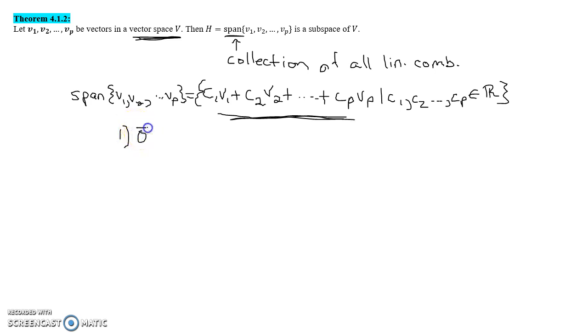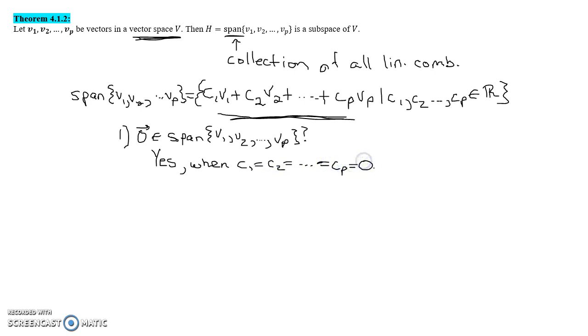So first, is the zero vector contained in this subset? I'm just going to write the span of these vectors. So the answer here, yes, it contains the zero vector, because if these scalars c1, c2, up to cp can be any number, then we could let them all be zero. And that would be contained in the span of these vectors.